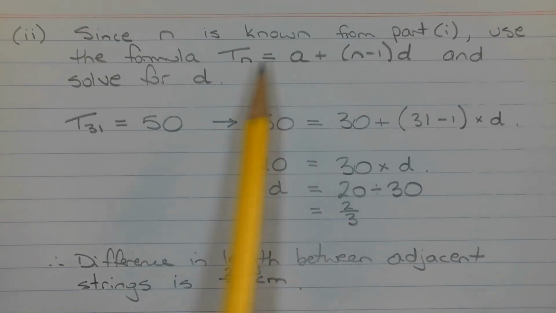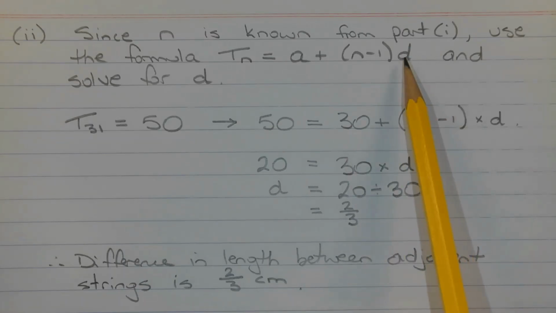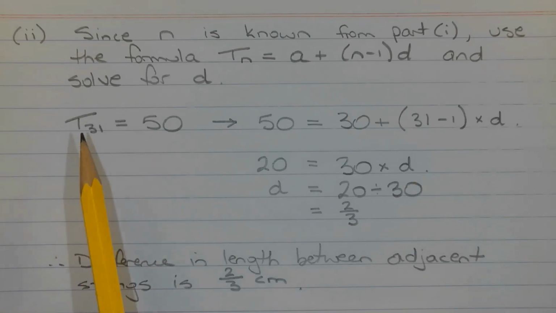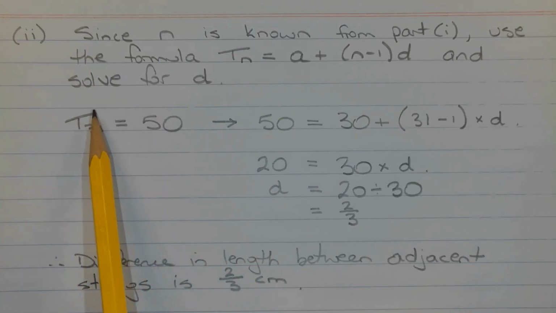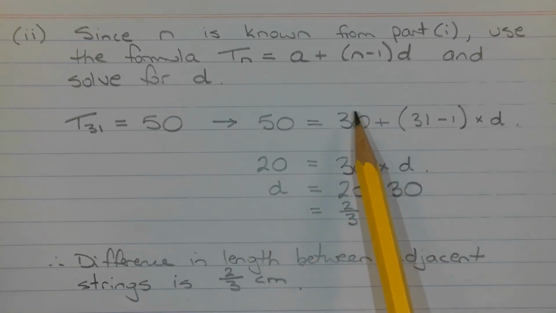Now a represents the first term of this series, which corresponds to the length of the shortest string, which is 30 centimeters, and d represents the common difference of this arithmetic series, which represents the difference in length between adjacent strings. Now we can use the fact that T31 is equal to 50. That's the 31st string, so the last string, the longest string, is equal to 50 centimeters. We know that a is equal to 30. So we substitute 31 for n and then we solve for d.